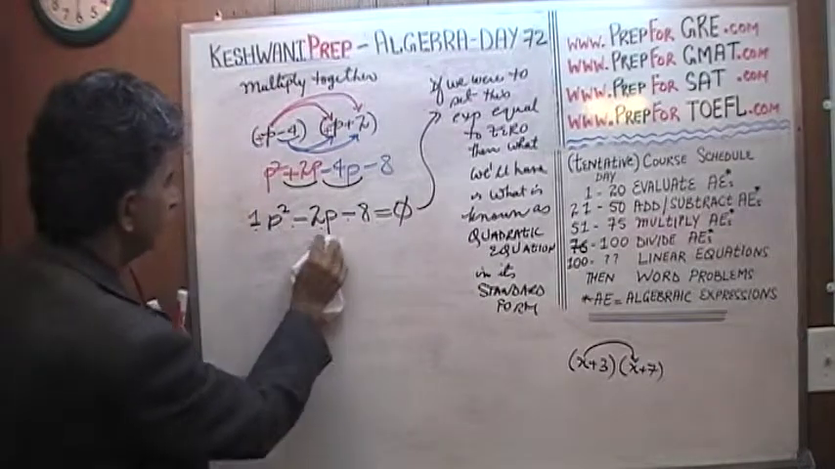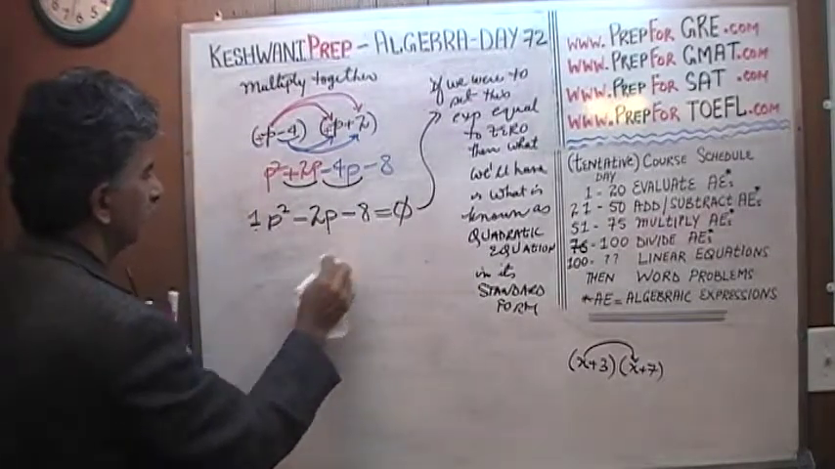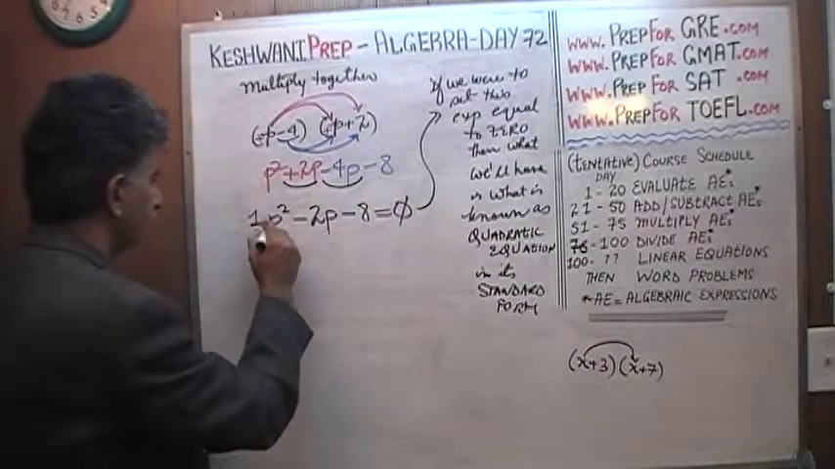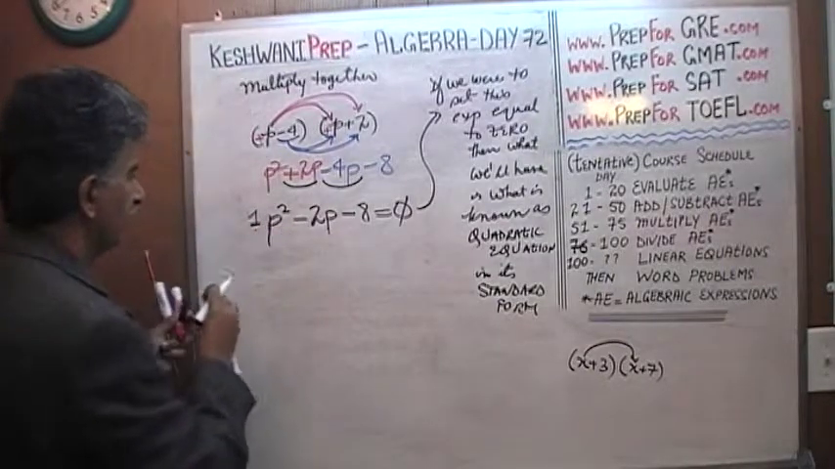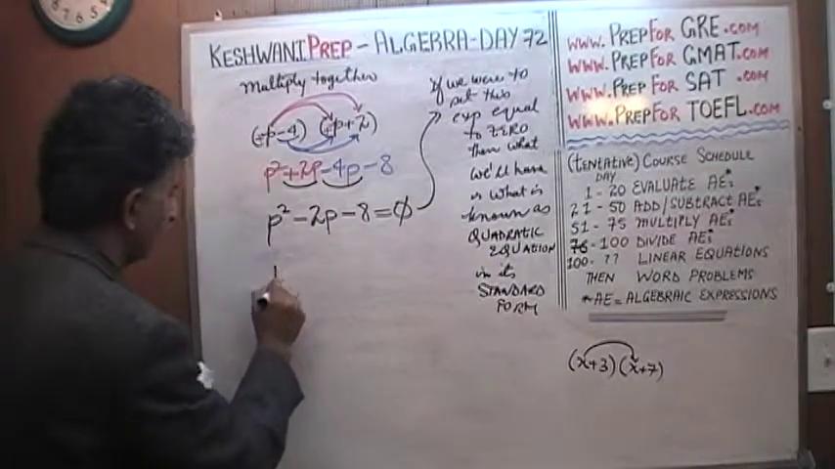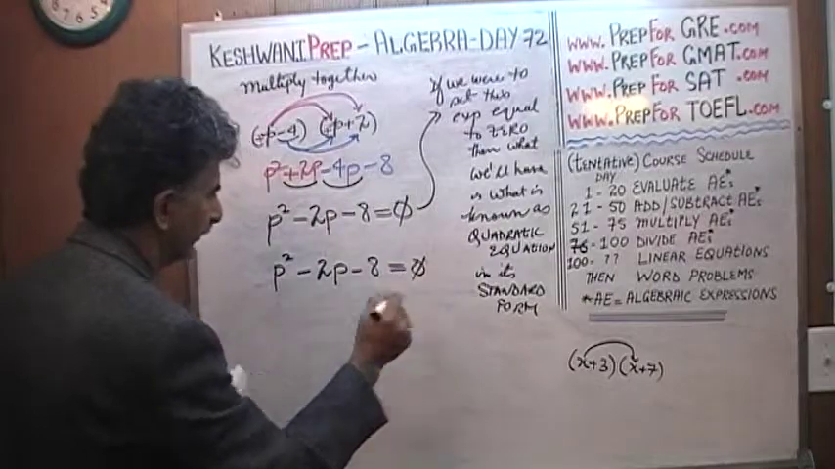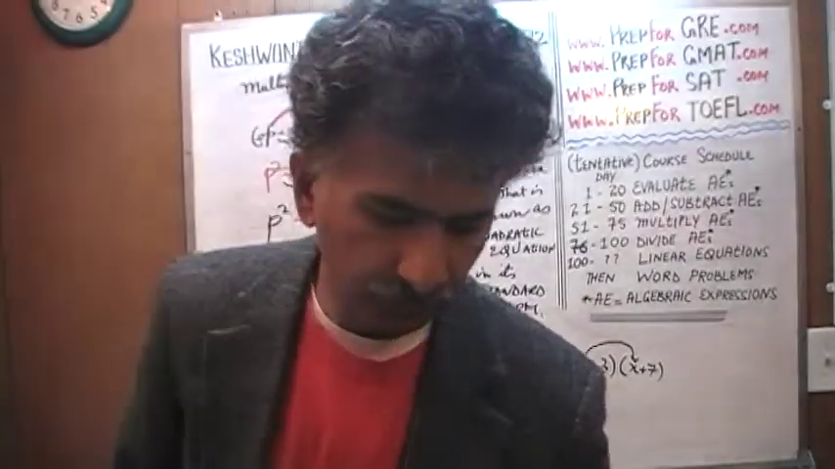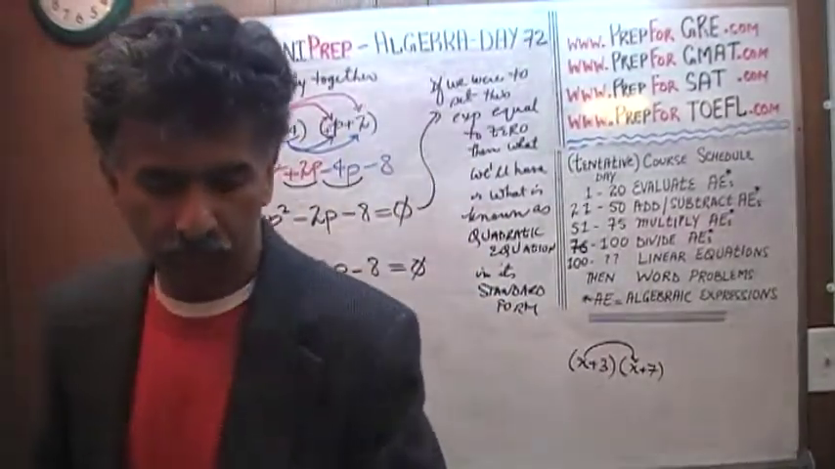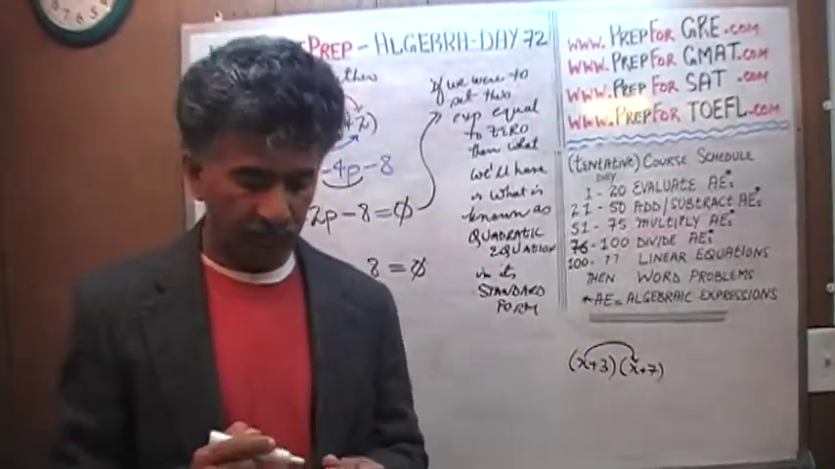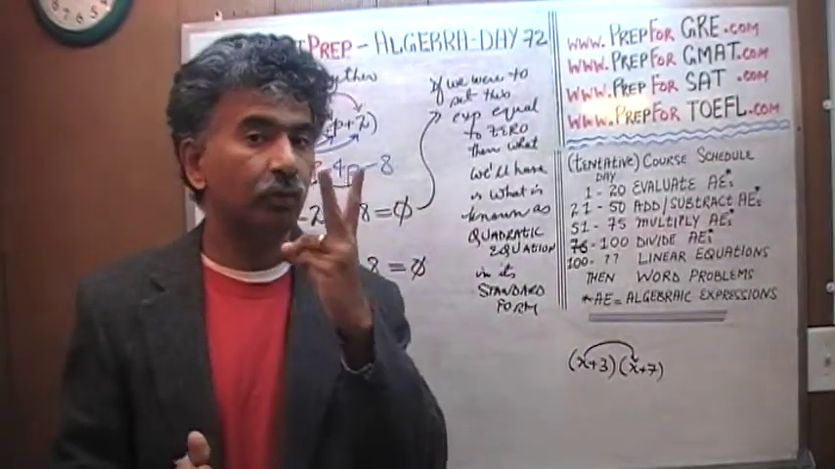If somebody were to simply come up to you and give you this equation, p squared minus 2p minus 8 equals 0, and that's it, and they simply ask you, what are the roots of this equation? Listen carefully. What are, plural. Why are? Because it has 2 roots.